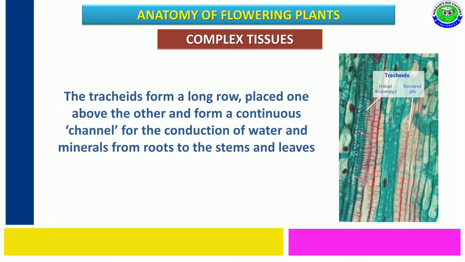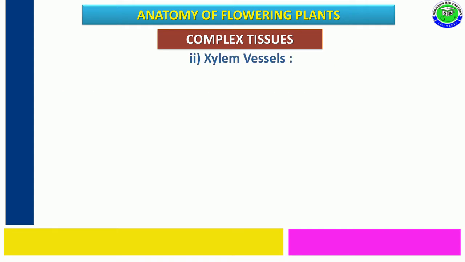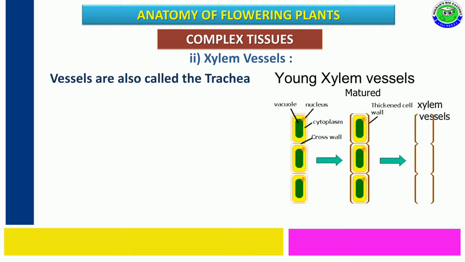These tracheids are generally arranged one above the other. Due to this arrangement, they form a continuous channel, and with the help of this channel, water and minerals can be transported from root to stem and leaves. The second component is the xylem vessel.